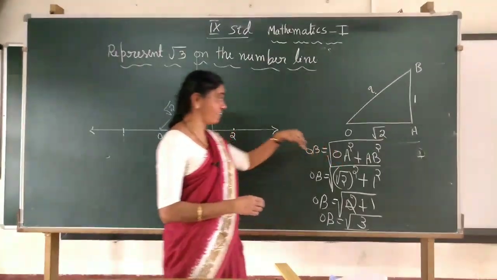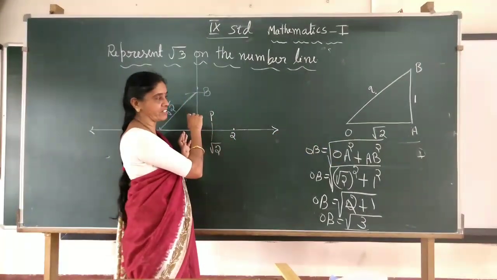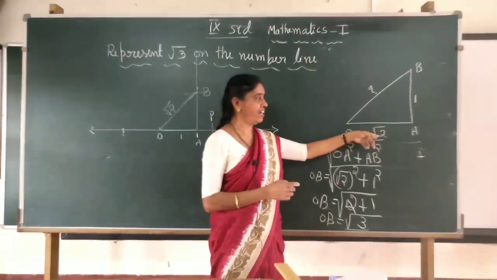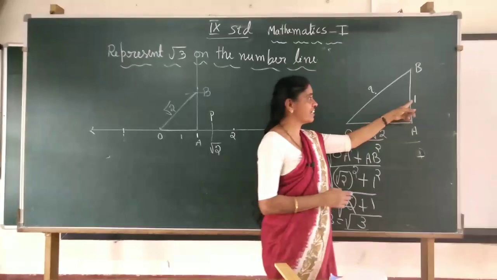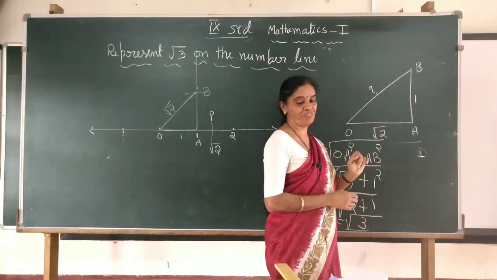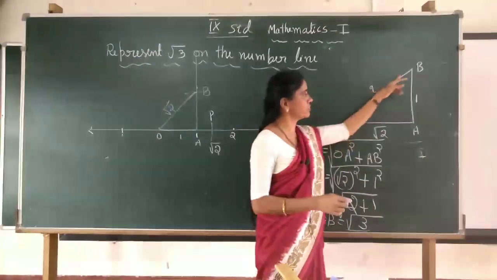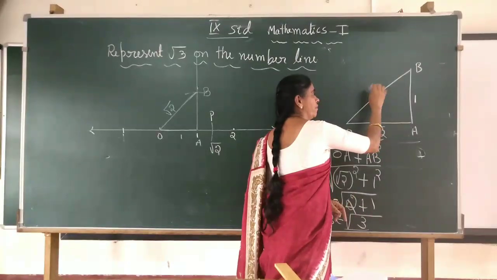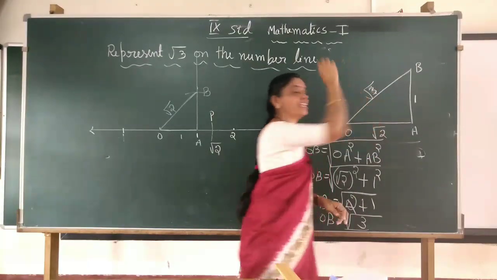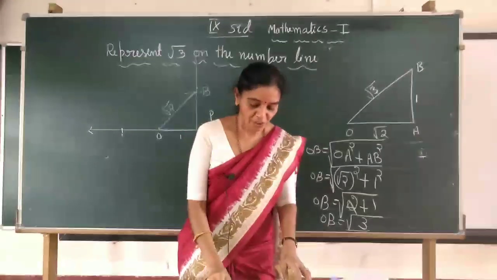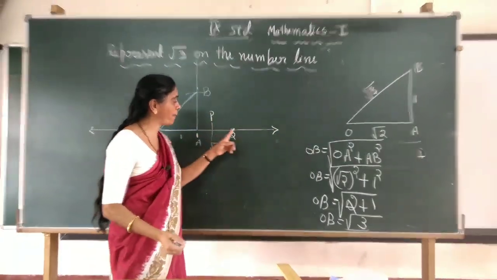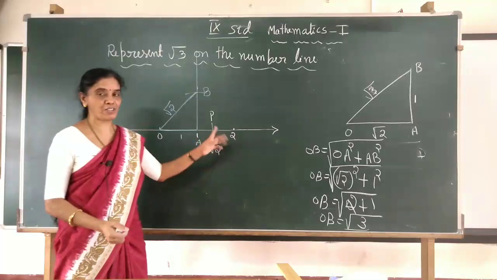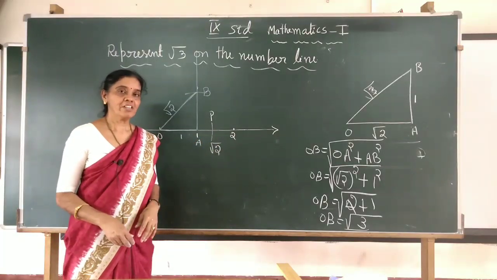Now what I want is, in the right angle triangle, one side of the 90-degree angle should be square root 2 and the other side should be 1. Then the hypotenuse is exactly square root 3. Now how to represent square root 3, the point where it comes on the number line?